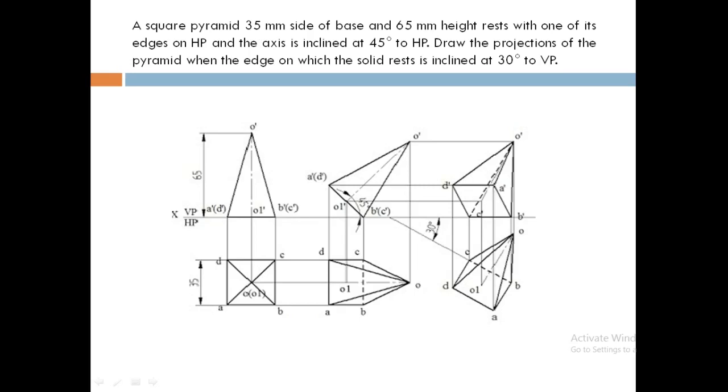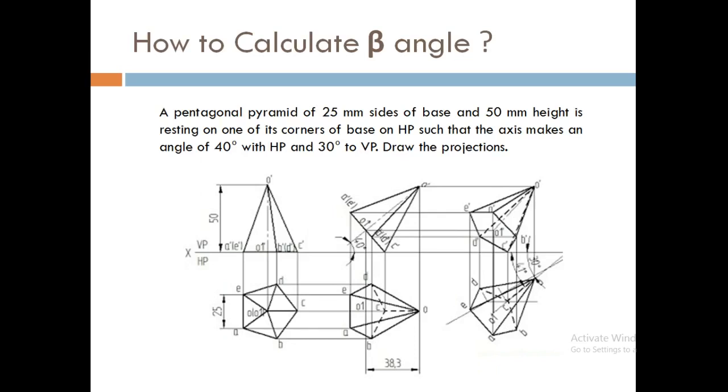Directly for the given angle of 30 degrees, you can place the resting edge and redraw this view. So here, if the given condition is a resting edge inclination instead of an axis inclination, then there is no need to calculate the beta angle. Now let us see how to calculate the beta angle.